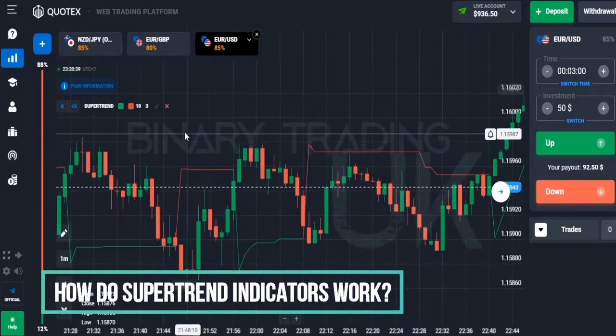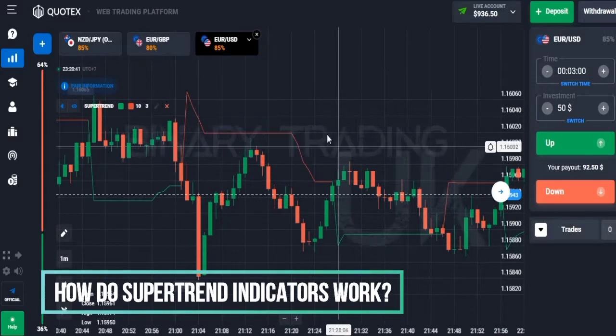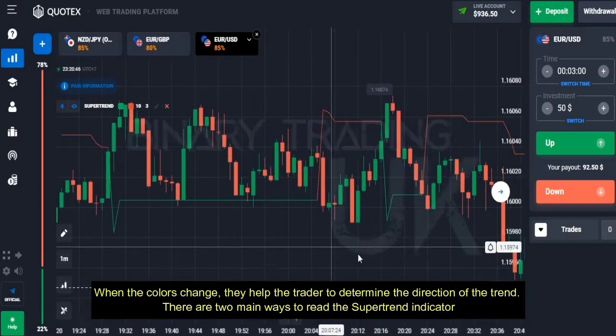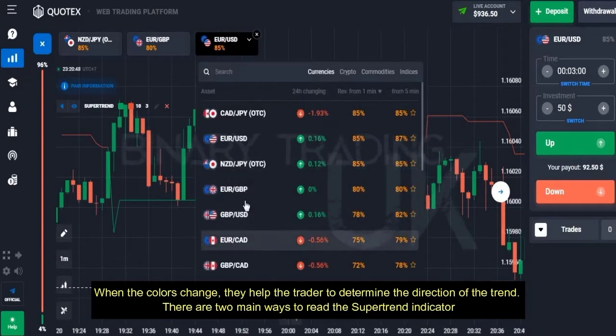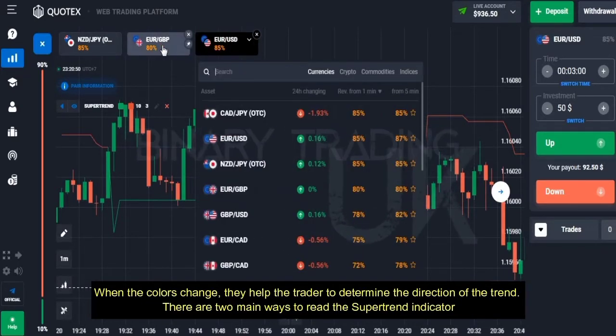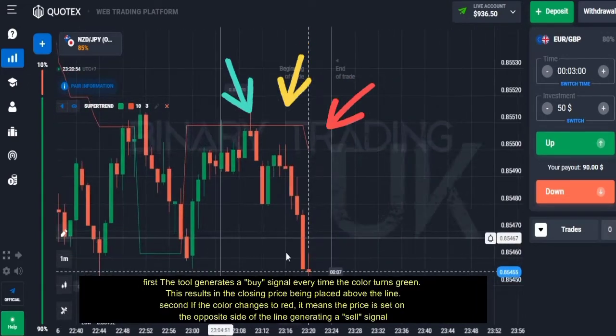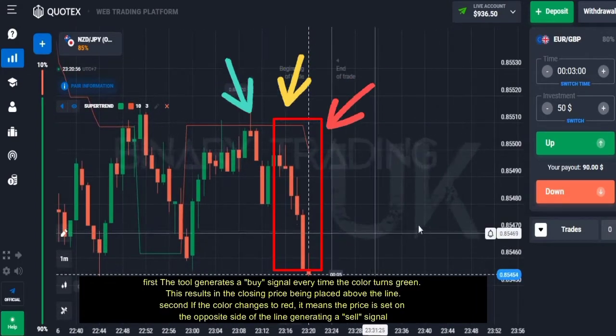How do Supertrend indicators work? When the colors change, they help the trader to determine the direction of the trend. There are two main ways to read the Supertrend indicator. First, the tool generates a buy signal every time the color turns green.